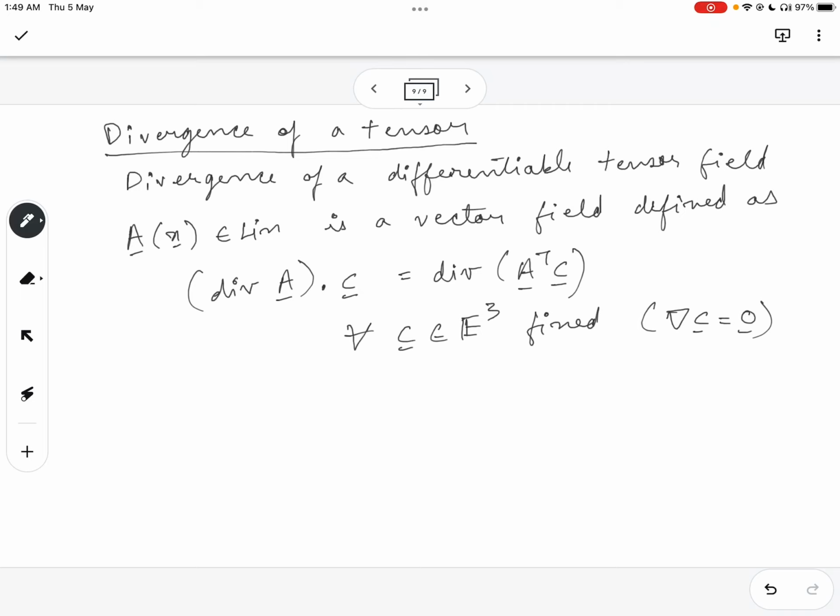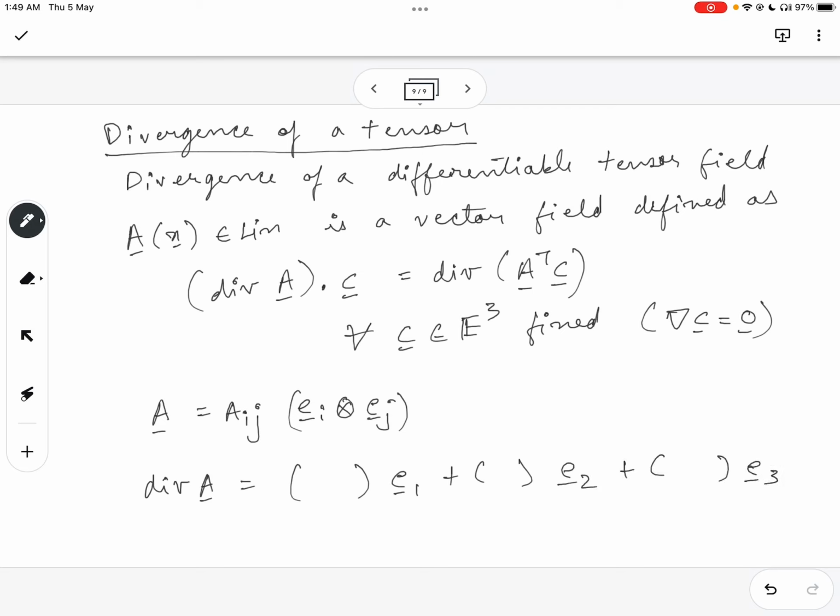Let's look at what the divergence of a tensor is when A is given in terms of the Cartesian basis. Divergence A would be something times E1, something times E2, plus something times E3. These would be divergence A dot E1, and similarly divergence A dot E2 and divergence A dot E3. Basically the components of the vector divergence A.